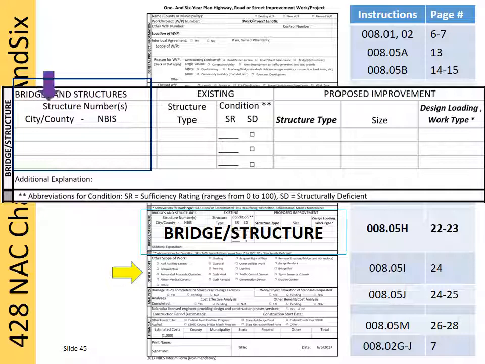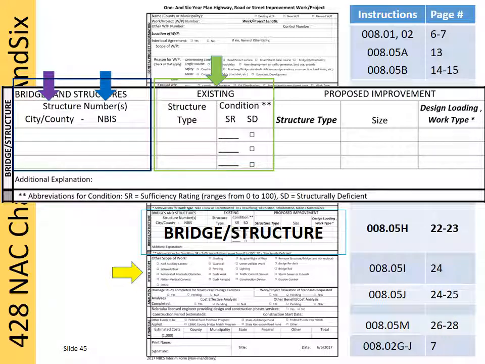Enter the municipality or county number for each bridge and structure in the far left column. Also, list the National Bridge Inventory or NBIS number for bridge-sized structures, an opening of more than 20 feet as measured along the center of the roadway. In the second and third columns, enter information on existing bridges and structures.